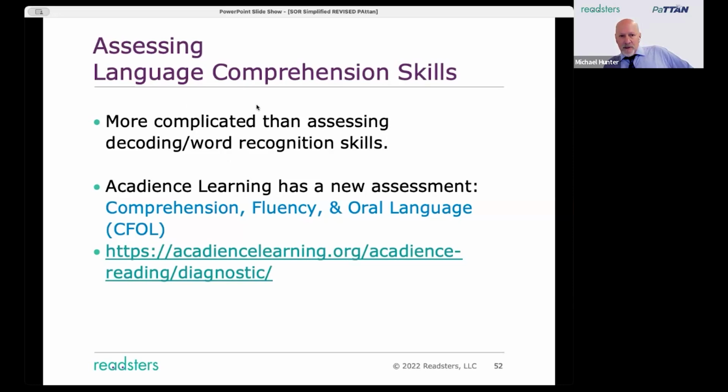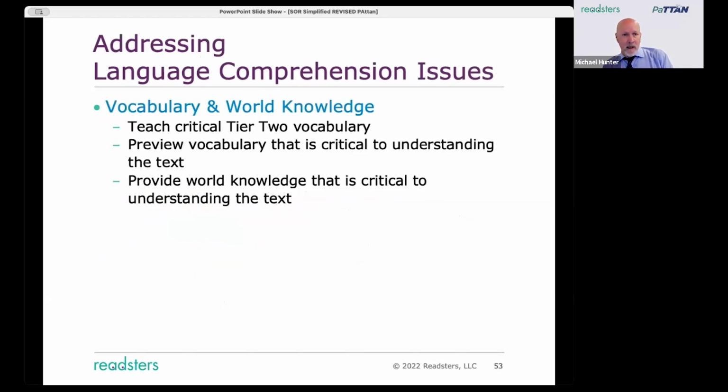Language comprehension assessment is complex, and I don't have much to recommend in the way of doing that. A lot of it can be observational, but I would recommend you look at, and I have not had the opportunity to really work with this, Acadience Learning has a new assessment that seems like it might be quite helpful, called the CFOL, Comprehensive Fluency in Oral Language assessment. Here's the website for it, link. Check that out.